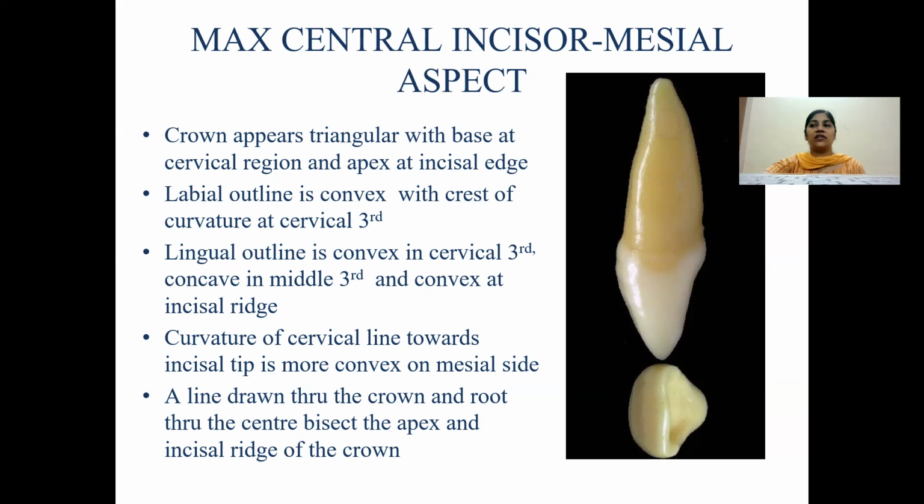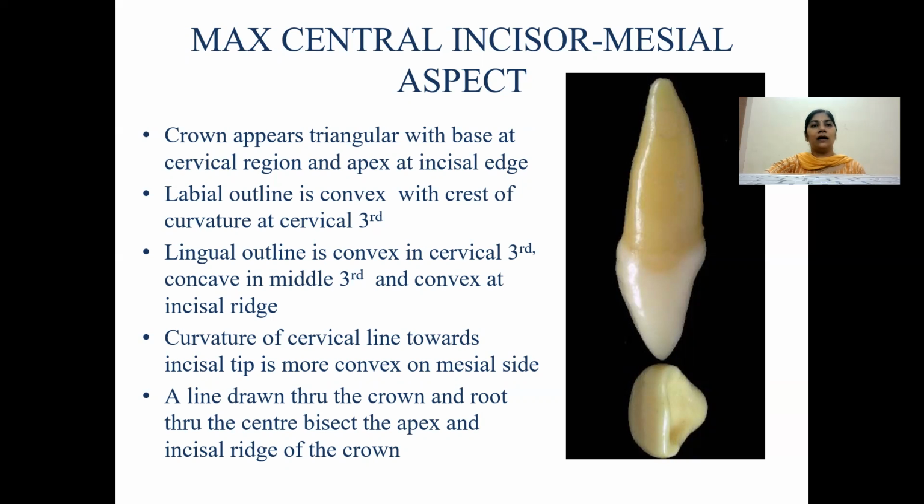Now, the crest of curvature, the crest of contour, both labially and lingually, is seen immediately coronal to the cervical line. Since the crest of the curvature is just below the cervical line, this gives the crown the greatest labial measurement curvature, that is 0.5 mm in extent. So the bulk of the tooth is mostly felt at the cervical area.